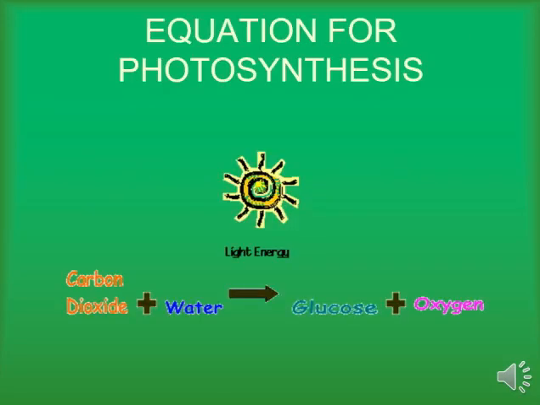Now that you already understand photosynthesis, let us have a review of the equation for photosynthesis. Reactants: carbon dioxide plus water plus energy, and the byproducts are glucose and oxygen.